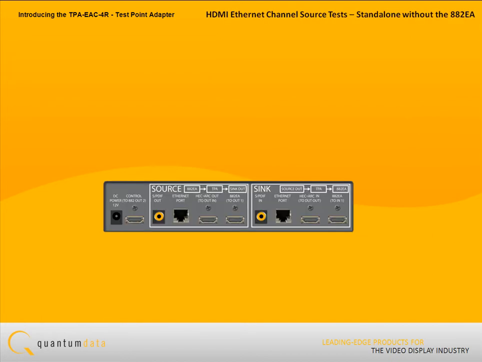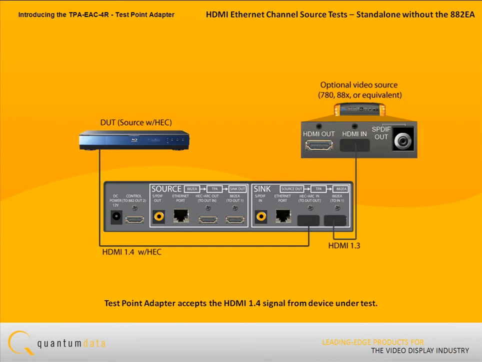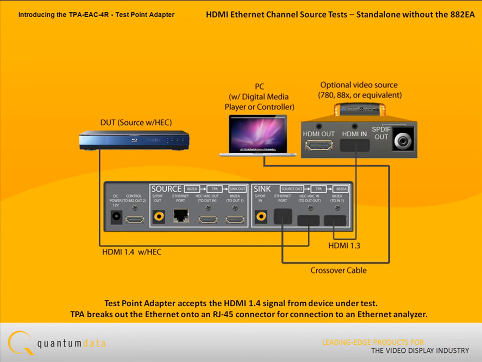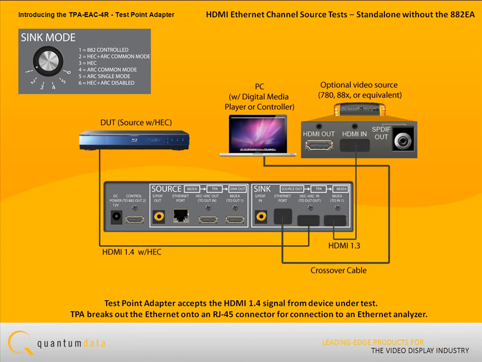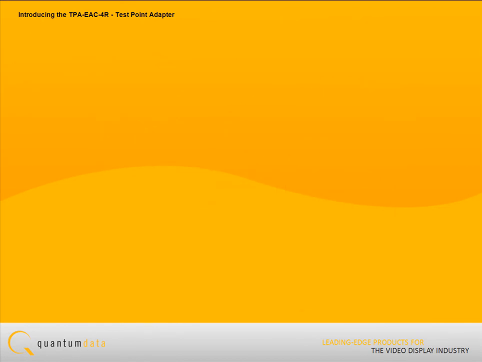HDMI Ethernet channel source tests standalone without the 882EA. For testing a source device's support of the HEC, the test point adapter accepts the HDMI 1.4 signal from the device under test and breaks out the Ethernet onto an RJ45 connector for connection to a third-party Ethernet protocol analyzer. The HEC mode is set by the front panel sync knob.